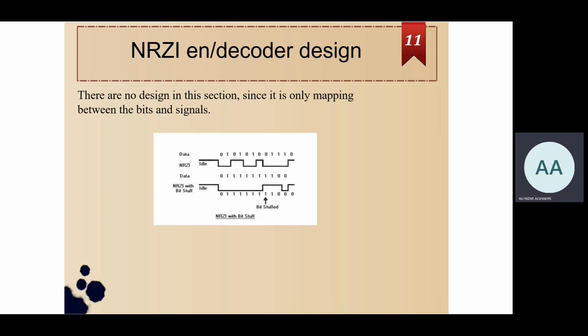Here, the non-return to zero inverted encoder and decoder is just a mapping. If it's 1, map it to the previous signal. If it's 0, change the previous signal to the new signal, which is XNOR. The paper doesn't say how it implemented it.